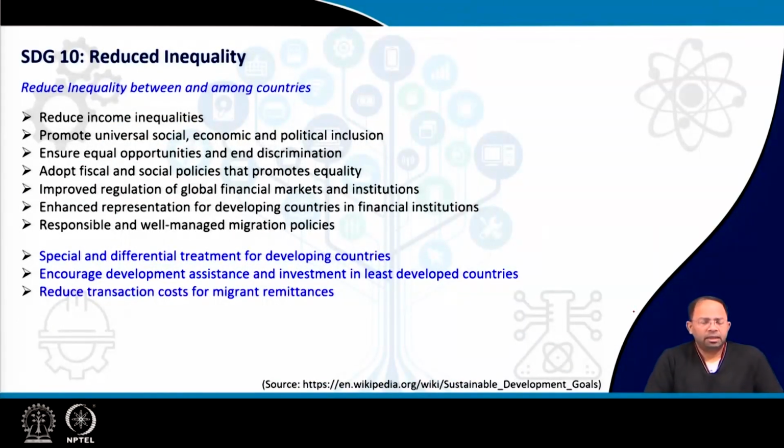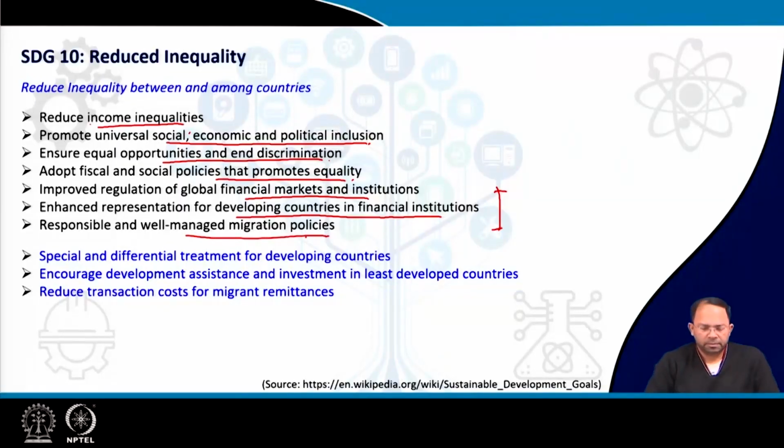Finally, SDG 10 talks about reduced inequality. This is mostly among countries, but when we talk about inequality at the ULB level, some of the aspects related to countries could also be brought in for the city. For example, reduction of income inequalities in the urban area, promoting universal social, economic, and political inclusion so that everybody can participate in these decisions, ensuring equal opportunities and ending discrimination, fiscal and social policies that promote equality, regulation of global financial markets, enhanced representation for developing countries in financial institutions. These are again not ULB specific goals, and responsible and well managed migration policies.